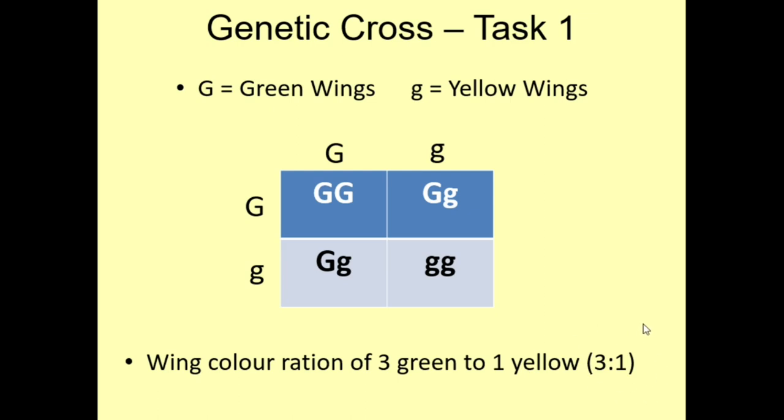So hopefully you got that one right. If not, you can go back over it after this session and set yourself little challenges. So what would the outcome be if we were crossing a homozygous dominant with a heterozygote, for instance? You can work out those and just practice having a go at these simple Punnett squares.